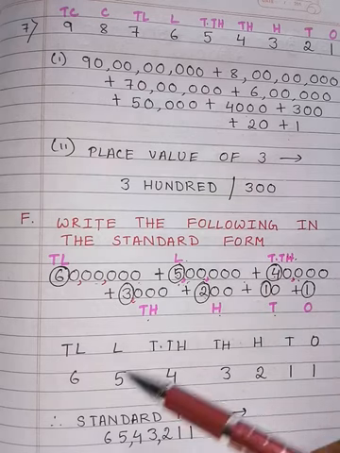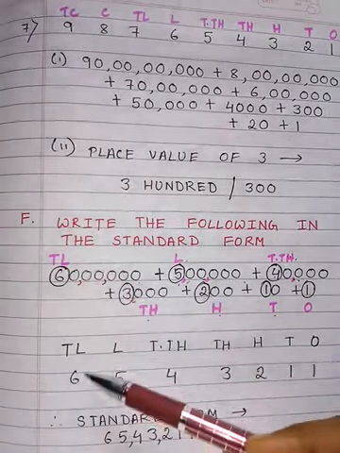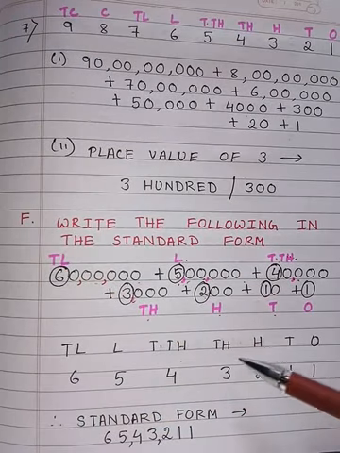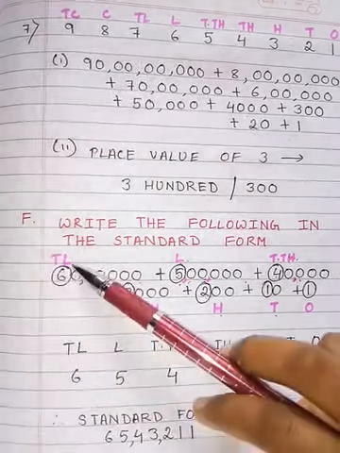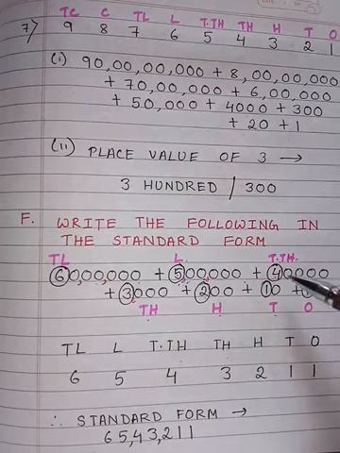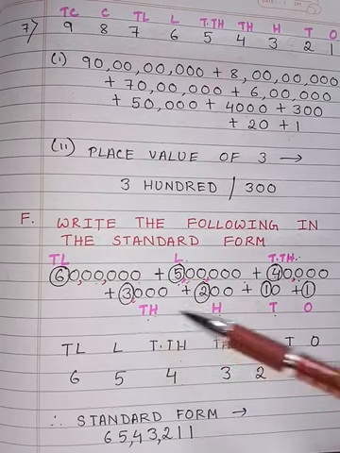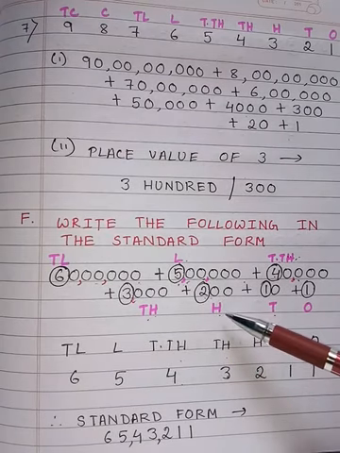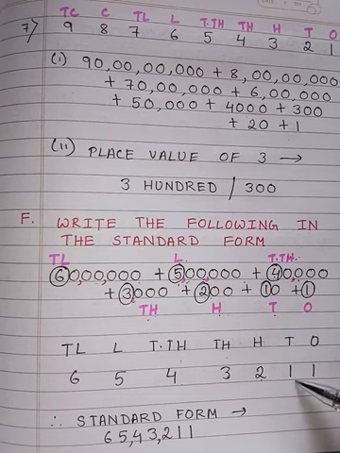Now first write down the place value chart. Start from 10 lakhs because the first digit is in 10 lakhs. First 10 lakhs, lakhs, 10,000, 1,000, 100, tens and ones. After that write down only these digits. 6 is under 10 lakhs, so I have written 6 here. 5 is in lakhs, write down 5. 4 is in 10,000, write down 4. 3 is in 1,000, write down 3 here. 2 is in 100, in the 100 place write down 2. 1 is in the tens place, write down 1, and 1 is in the ones place, write down 1.